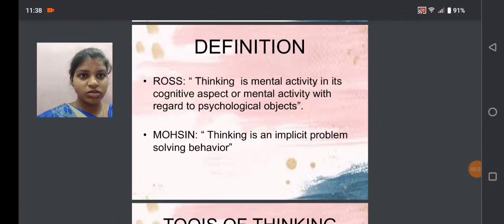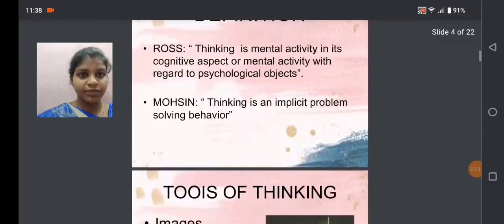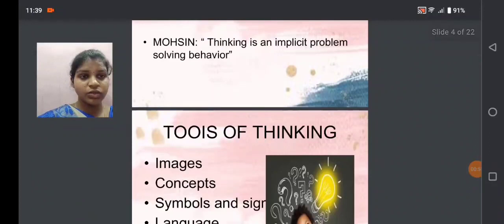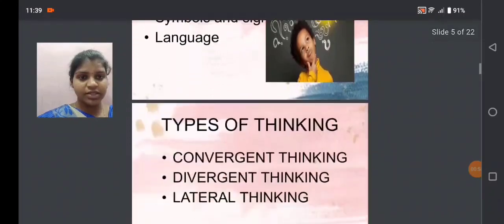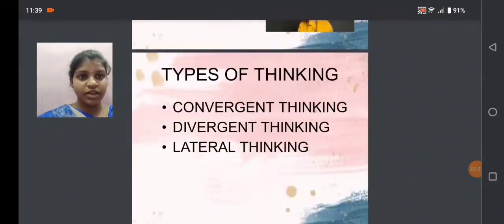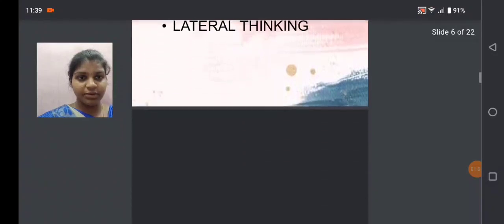Definitions. Thinking is mental activity. It is cognitive or mental activity with regard to psychological objects. Thinking is an implicit problem-solving behavior. Tools of thinking: images, concepts, symbols, and sign language. Types of thinking: convergent thinking, divergent thinking, lateral thinking.